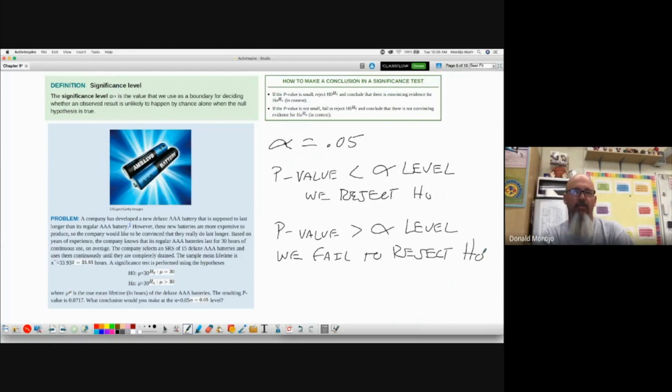So this alpha level is our cutoff point. In the previous problem, we said, how rare is too rare? If the p-value is 0.14, does that prove that the null is false? The alpha level is going to give us that cutoff point so that we can make that determination between rejecting and failing to reject the null.